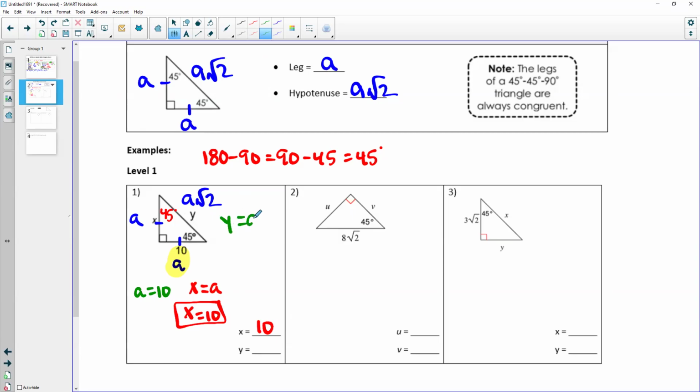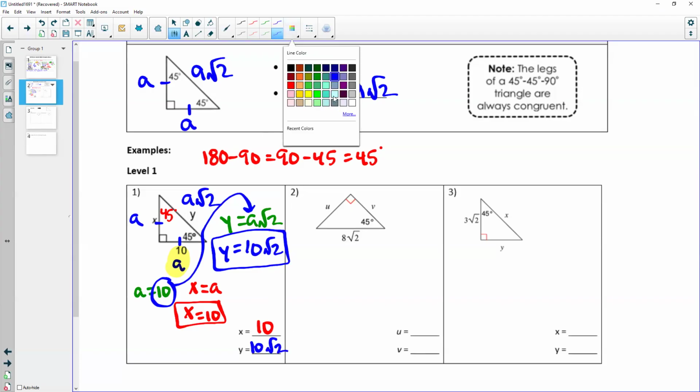So if Y is equal to A times the square root of 2, then what we can basically do here is we know our A value is 10. Take that A value of 10 and plug it in here. So Y would be equal to 10 times the square root of 2. And that would be the values for X and Y for this first example. And that should match up here with what we had listed up above in our pattern.